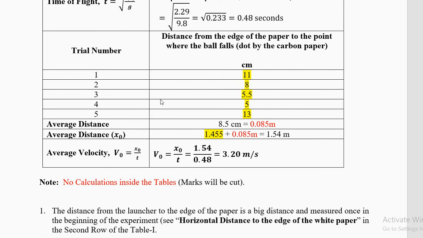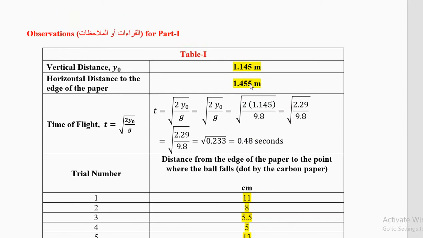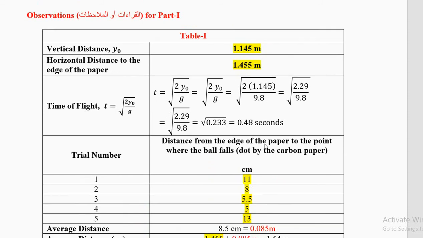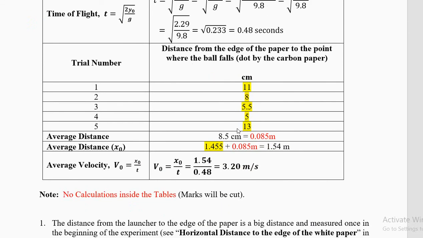See, the ball will fall from the table to the white paper. Now first you measure the big distance from the leg of the table to the edge of the white paper. Do not move the white paper, you can glue it to the ground. And you'll have some small distances on the white paper. Take their average, add it to the big distance, because the big distance is done only one time. The height is done one time and the big distance is done one time. These small distances you do many times to get the correct average.